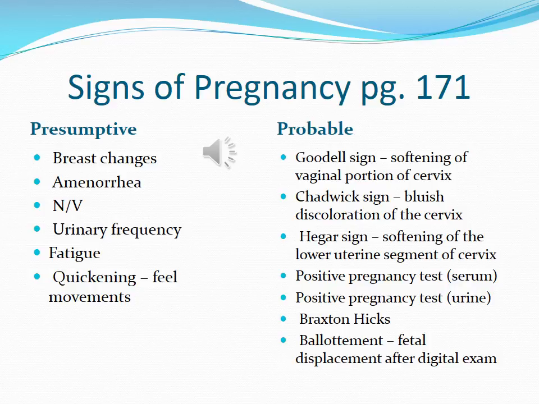Signs of pregnancy. Presumptive signs of pregnancy could be breast changes, amenorrhea, nausea and vomiting, urinary frequency, fatigue, quickening, which is the feeling of movements. Probable signs of pregnancy could be Goodell sign, softening of vaginal portion of the cervix, Chadwick sign, which is a bluish discoloration of the cervix, Hagar sign, which is softening of the lower uterine segment of the cervix, a positive pregnancy test, a positive urine test, Braxton Hicks, ballottement, which is a fetal displacement after a digital exam. These are all signs of pregnancy found on page 171 in your textbook. Please be aware of these signs of pregnancy.